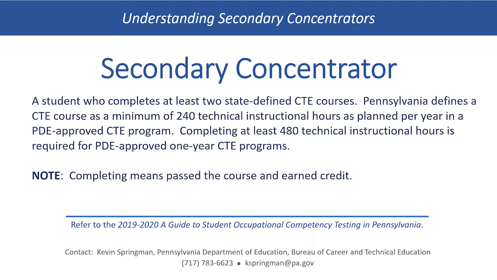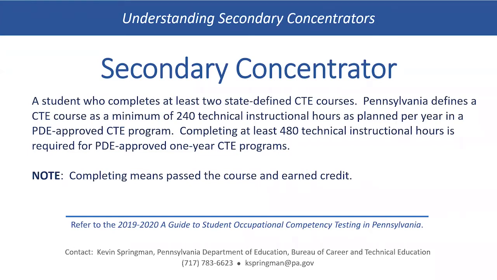The minimum number of technical hours passed is 240. So if a student passes 240 technical hours in a year or more, they would be considered to have 1 course in that year. So to be considered a concentrator, they would need to complete 2 years in a multi-year program.